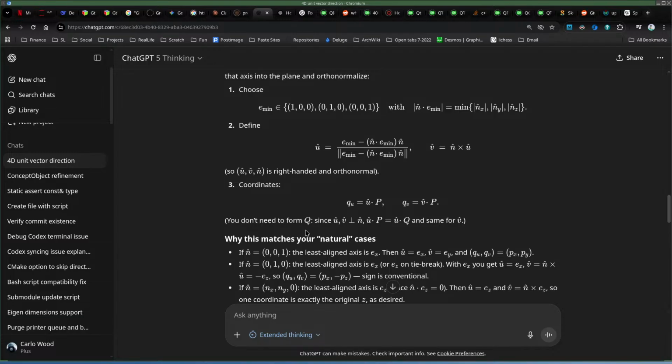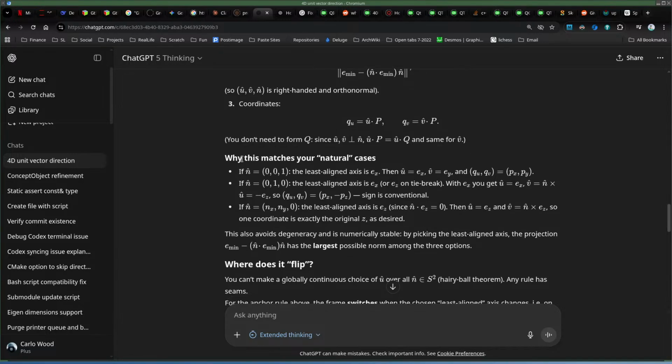You don't need to form a Q, since u and v are orthogonal to the normal vector already. So yeah, that projects it away anyway. Well, this matches your natural cases. Now, let's assume the normal vector points in the z direction. So our plane is the xy plane. Then the least aligned axis is e_x. Okay, where does that come from?